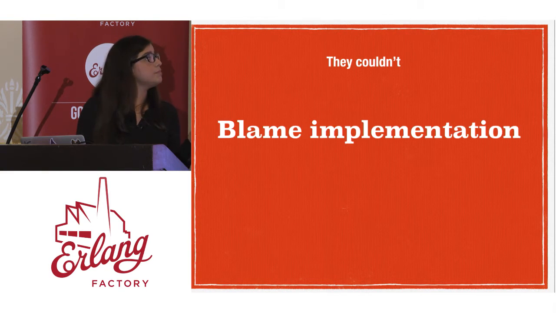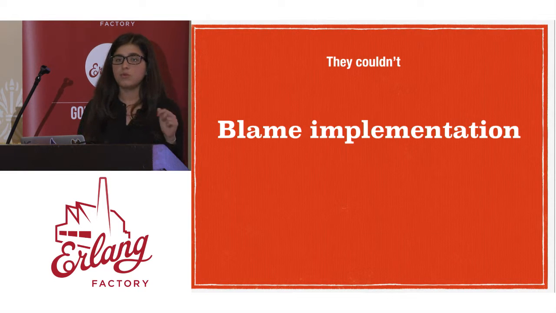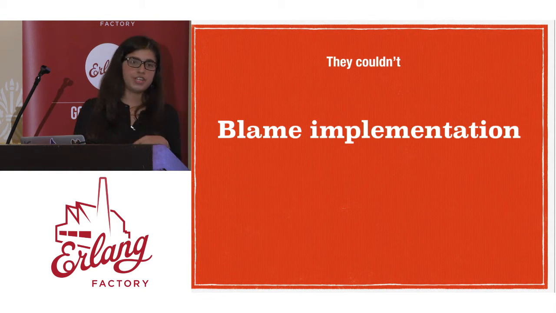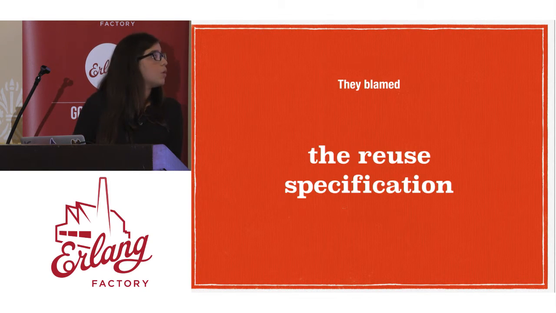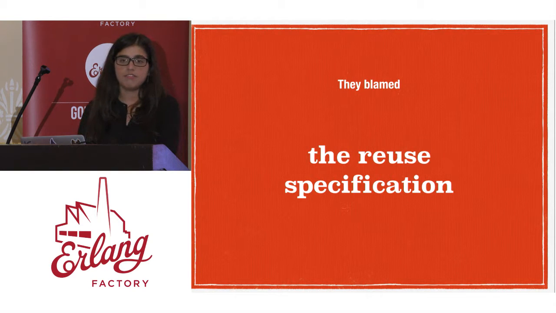They also couldn't blame the implementation. What they did was remove some conversion protection to achieve performance, which was criticized, but it was also justified by theoretical analysis. And they also couldn't blame testing, because even if you can test more, you can never test everything. So what they really had to blame was the reuse specification itself. It was unacceptable, in this case, the absence of any kind of precise specification associated with this reusable module.